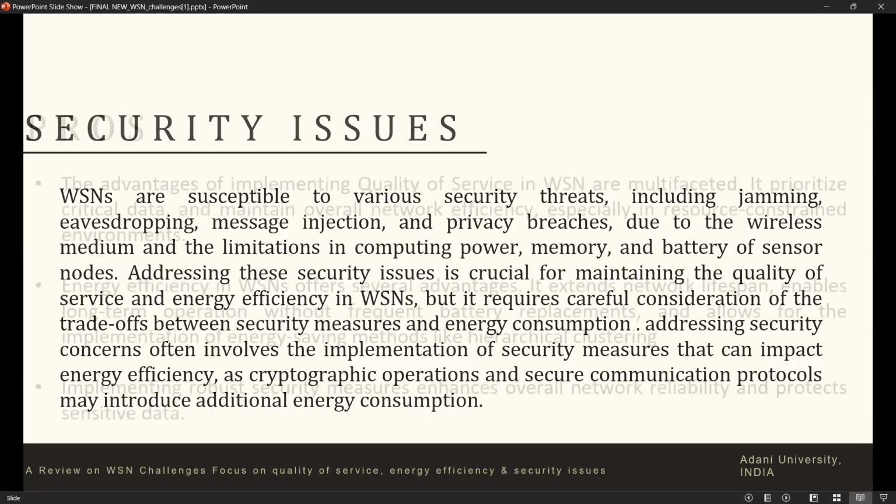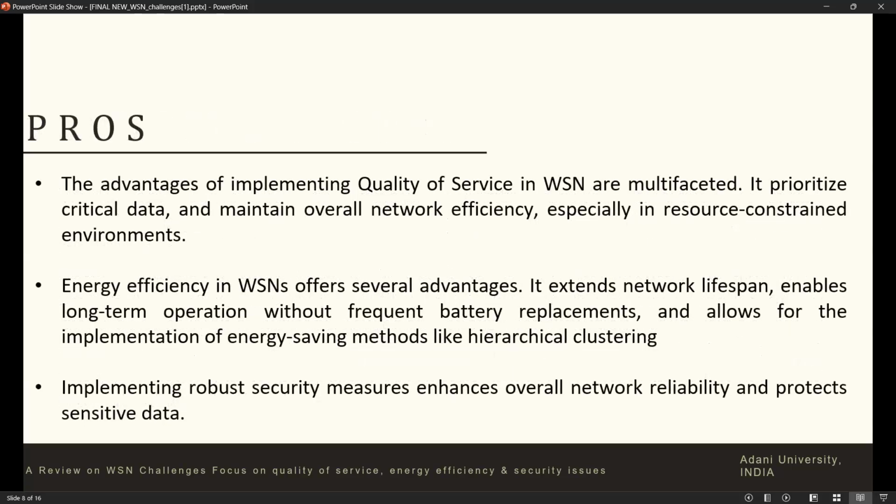After discussing the key challenges, let's look at their benefits. Advantages of quality of service: the advantages of implementing quality of service in wireless sensor networks are multifaceted.